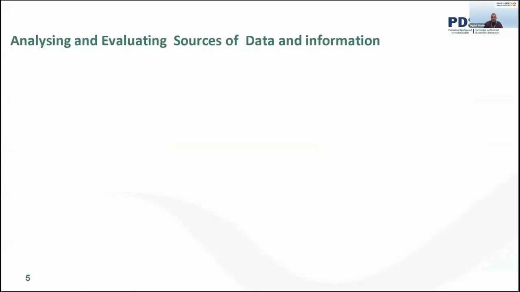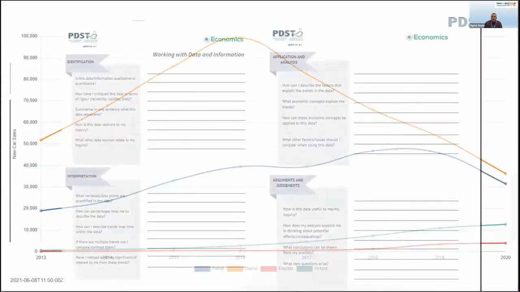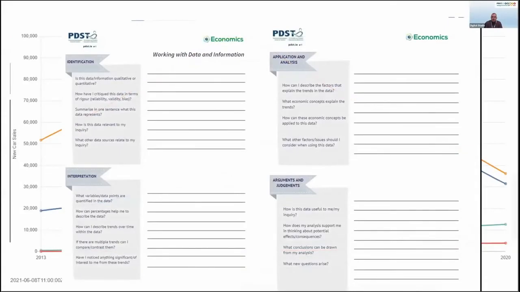Having sourced reliable data, students now need to analyze and evaluate it, which will allow them to draw their own informed conclusions on their question or investigation. So if we take an example, this graph from the CSO shows the number of new cars sold in Ireland from 2013 to 2020, broken down by fuel type: diesel, petrol, hybrid, electric.